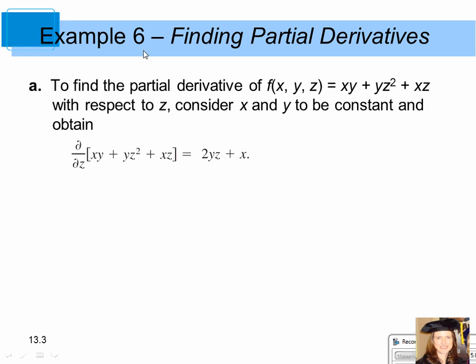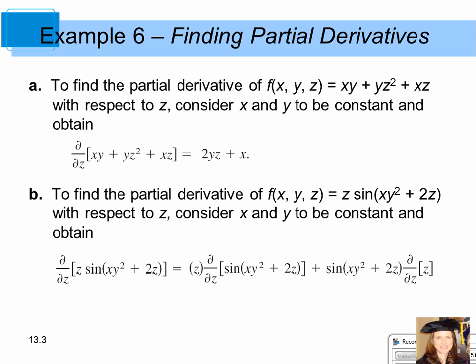Here's an example. We want to find the partial derivative of this function of 3 variables, f of x, y, and z equals xy plus yz squared plus xz, with respect to z. Consider x and y to be constant. So you're going to treat x and y as constants. The derivative of the first term, xy, is 0. The second term is yz squared. We treat y as a constant, so we take the derivative to find 2yz. And then the derivative of the last term with respect to z, treating x as a constant, is x.